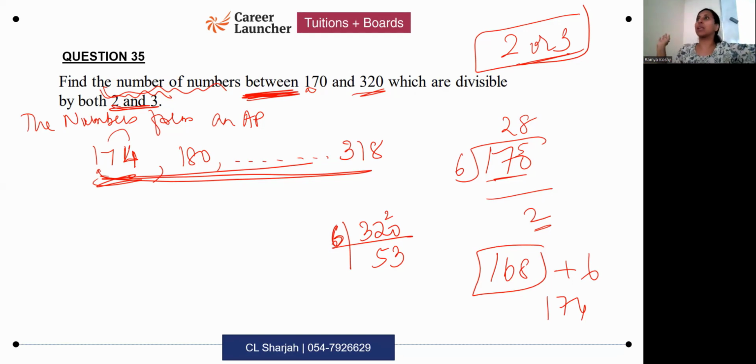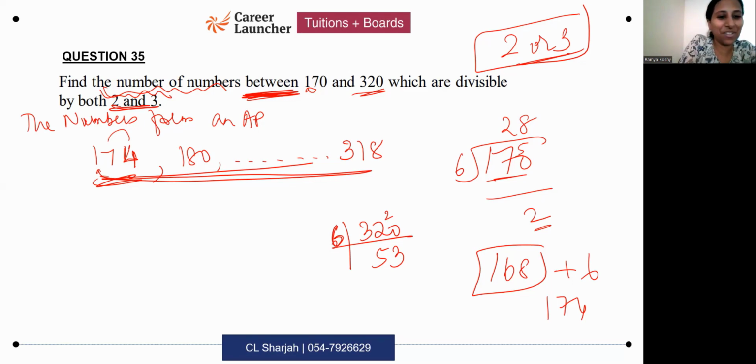So it will be a very lengthy question if the question was 2 or 3. You have to find how many are divisible by 2, how many divisible by 3, and subtract how many are divisible by 6. It becomes very lengthy. So we should find the AP of 6 and then subtract. Whatever we did here, we have to subtract after adding the number of numbers divisible by 2 and the number divisible by 3.